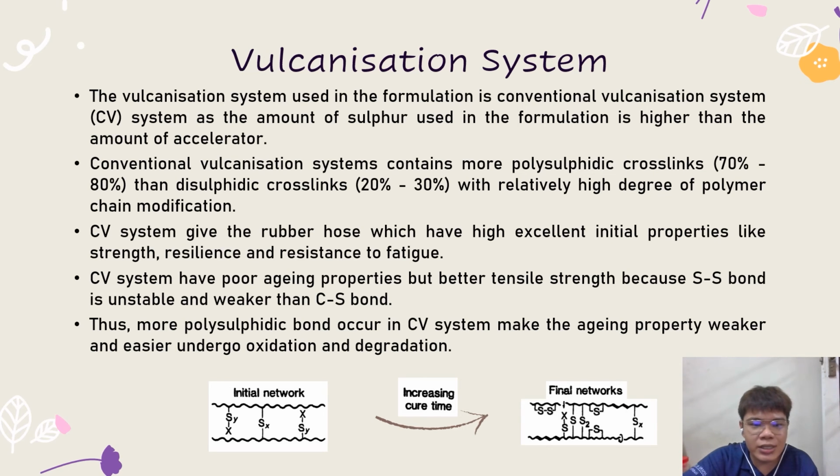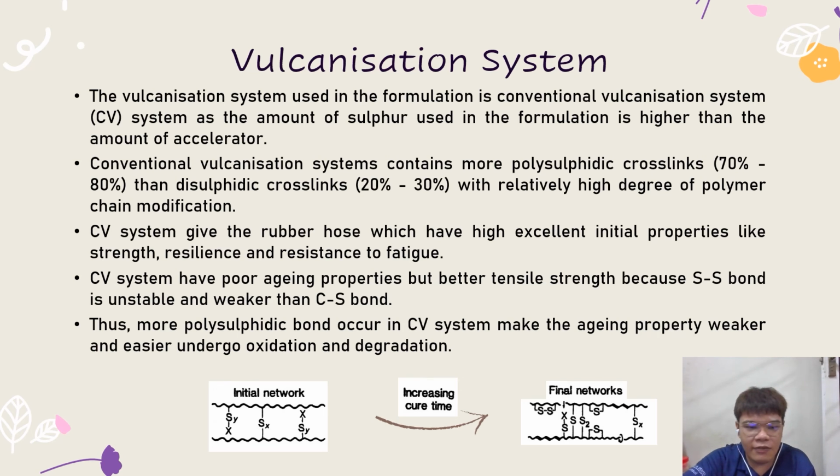The vulcanization system used in the formulation is the conventional vulcanization system, the CV system, as the amount of sulfur used in the formulation is higher than the amount of accelerator. The conventional vulcanization system contains more polysulfidic crosslinks, about 70% to 80%, than disulfidic crosslinks, about 20% to 30%, with a relatively high degree of polymer chain modification.